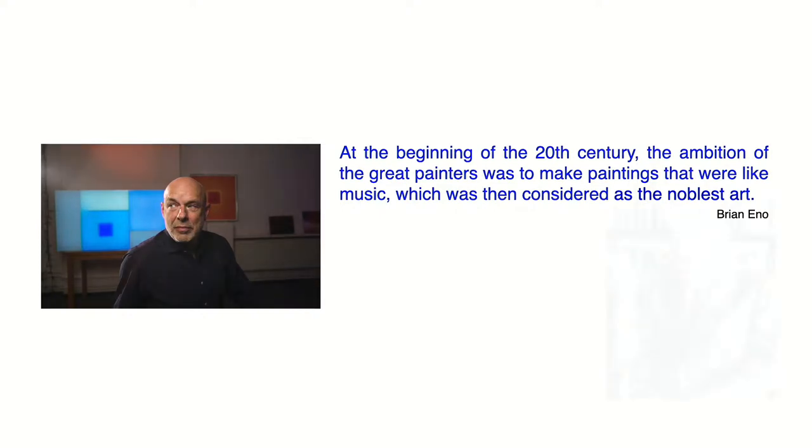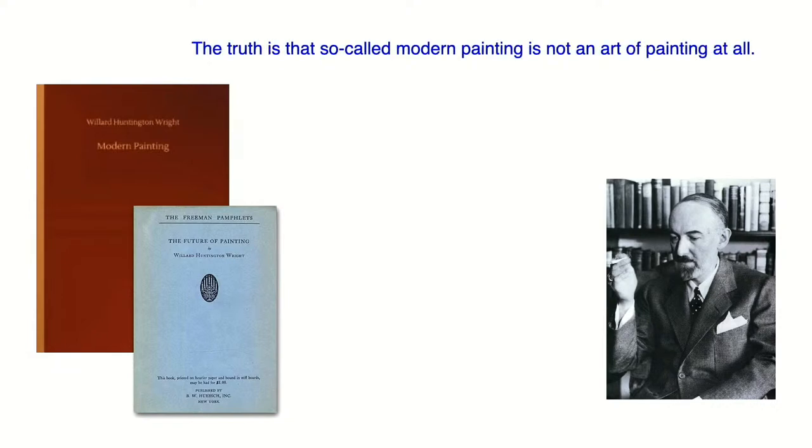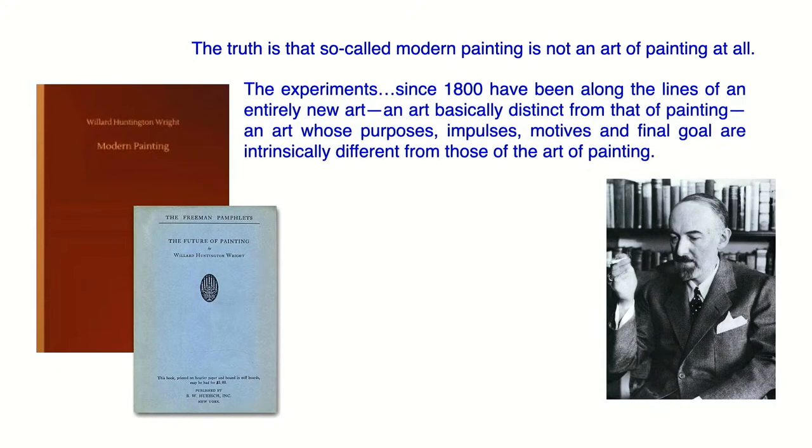One critic who saw this development clearly at the time was Willard Huntington Wright. He published books about these matters, first in 1915, and then again in 1923, when he wrote an extraordinary little book titled The Future of Painting, in which he argued that the truth is that so-called modern painting is not an art of painting at all. The experiments since 1800 have been along the lines of an entirely new art, an art basically distinct from that of painting, an art whose purposes, impulses, motives, and final goal are intrinsically different from those of the art of painting. Modern painting is, in reality, an art of color. He concluded finally that in time, its artists, who included his brother, would abandon paints altogether, choosing to directly manipulate light instead.